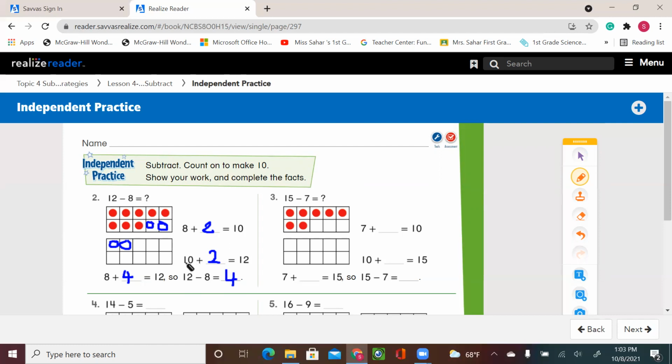Because I know that 8 plus 4 equals 12, 12 minus 8 equals 4. All right. So that was it for today's lesson. I leave you with the rest of the activity. Have fun and enjoy. Thank you.